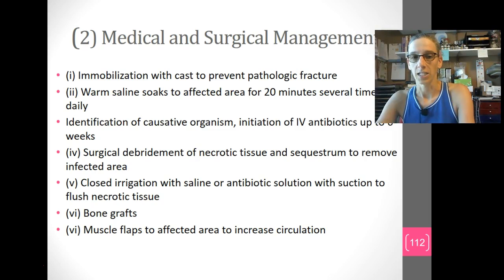Surgical debridement of necrotic tissue and sequestrum to remove the infected area. And we may do closed irrigation with saline or antibiotic solution with suction to flush out the necrotic tissue. We may do bone grafts to stimulate bone growth in the debrided bone, and muscle flaps to the affected area to increase circulation. So this is a very serious disorder, obviously, if we get osteomyelitis, infection of the bone. Difficult to control, difficult to treat. It's not just a matter of giving systemic antibiotics. We've got to really treat deep into the bone.